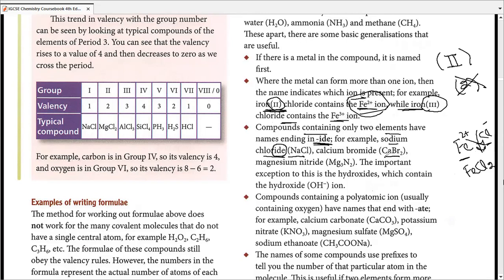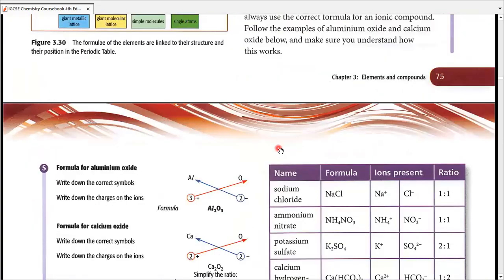This is CaBr2. This was supposed to be calcium bromine, but it's not bromine since we replaced it with IDE, and it's calcium bromide. This was supposed to be magnesium nitrogen. It's not magnesium nitrogen. Magnesium stays the same. We don't do anything to the name of the metal. Nitrogen becomes nitride. We intentionally replaced the last part of the non-metal with IDE. Make sense?